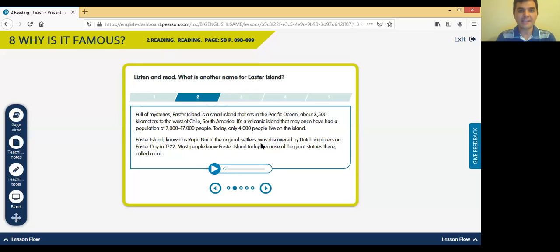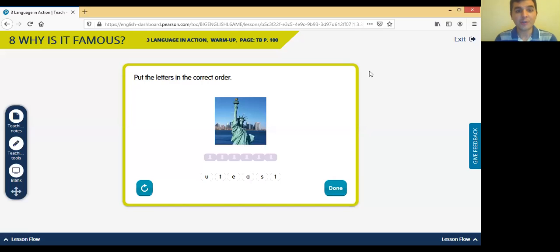The problem is that in the exercise it read that Easter Island was famous because of this, but that's not the point. Here it says that it was discovered on Easter Day in 1722, but most people, as we read here in the text, know Easter Island today because of the giant statues with the big hat things on top of their heads. So be careful always with the wording of the exercise.